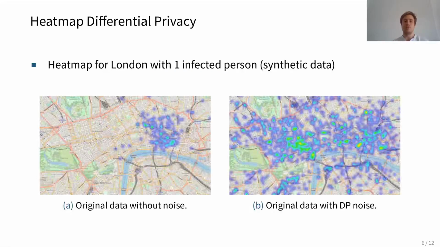So how does this look in practice? Here on the left side, we have created a heat map for London, where we only included one person, and you can clearly see the location profile of this person on the heat map. On the right side, we then apply differential privacy, and you can clearly see that the location data is drowned in noise. So the location profile of this individual is not visible on the heat map anymore. But clearly, this also does not give any utility of the heat map.